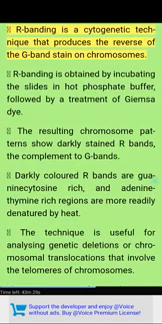R banding is a cytogenetic technique that produces the reverse of the G band stain on chromosomes. R banding is obtained by incubating the slides in hot phosphate buffer, followed by treatment with Giemsa dye. The resulting chromosome patterns show darkly stained R bands, the complement to G bands. Darkly colored R bands are guanine-cytosine rich, and adenine-thymine rich regions are more readily denatured by heat. The technique is useful for analyzing genetic deletions or chromosomal translocations that involve the telomeres of chromosomes.